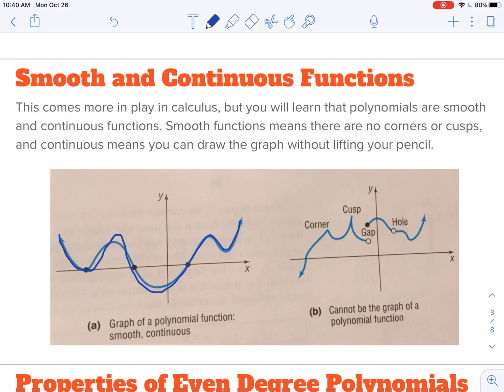Now if I look at B, I go through, I make my graph here. I've got a terrible corner, I've got a terrible cusp, and then I get to a gap, and then I have to stop and pick my finger up and start again. I have to pick my finger up at the hole and then start again. So that's not continuous. I've got two areas here that aren't continuous. It's the gap and the hole. And then I've got those cusps and those corners that make it not a polynomial. I can look at that graph and immediately say, whatever equation this is being given by, it's not a polynomial function. I can guarantee you that.